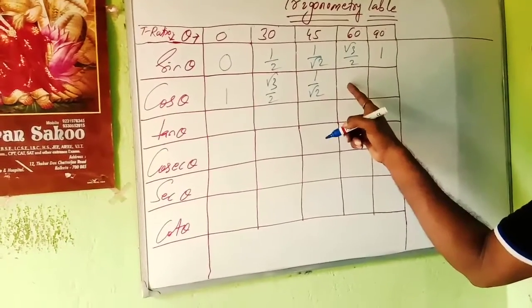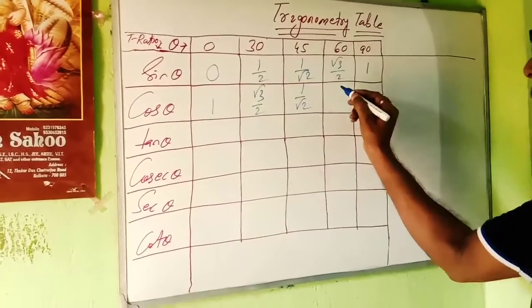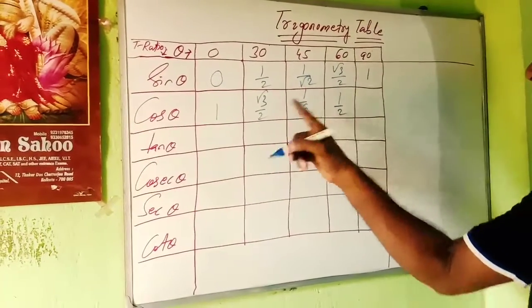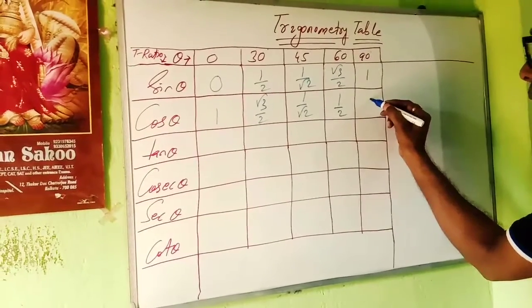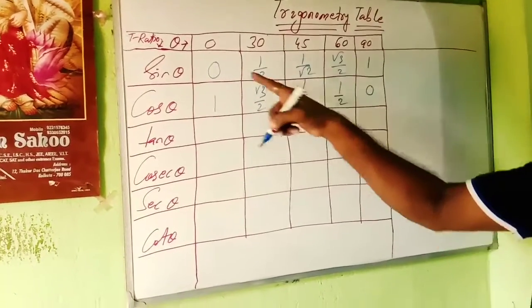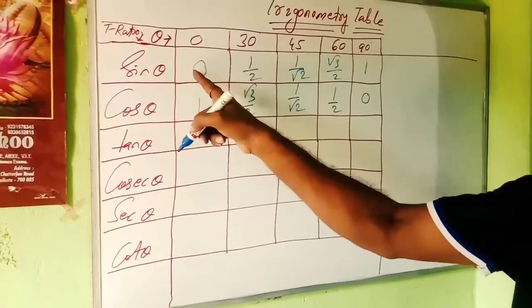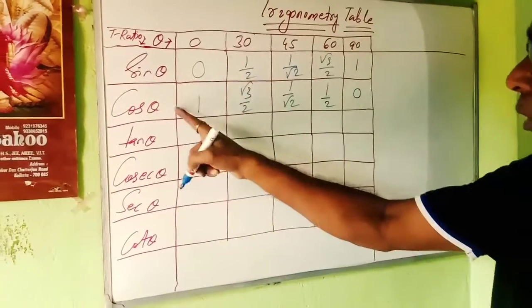Next, cos 60 will be how much? 1 by 2. And cos 90 will be 0. Sorry, cos 90 is 0. This is equivalent to sin 0. If you can memorize this line, then cos will be just the reciprocal.